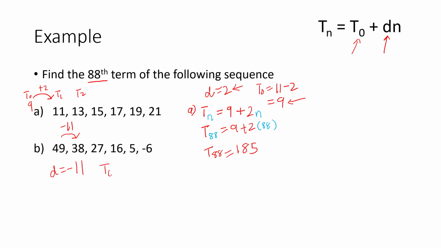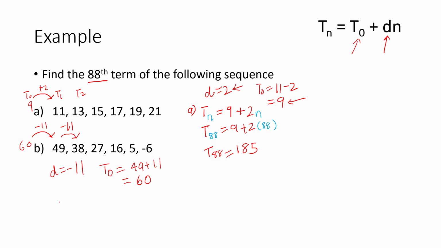How about term 0? Term 0 is a number minus 11 is equal to 49. So 49 plus 11 will give me 60. So you can see that if you write 60 down here, it actually makes sense. 60 minus 11 is equal to 49. So once you have your d and your term 0, you are all set.